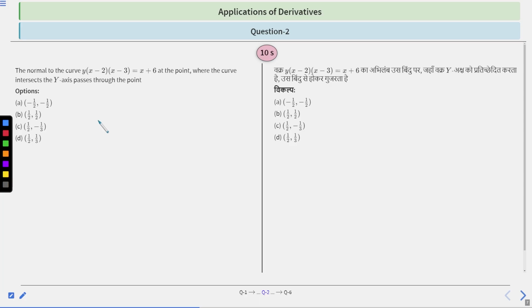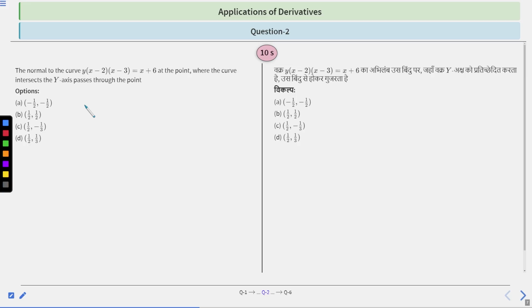So again, the hint of this question is, y is given in terms of x. You can move (x − 2)(x − 3) to this side, so you will get y = (x + 6) / ((x − 2)(x − 3)). So y is given in terms of x, and you can calculate dy/dx. Since we have to discuss the normal, we can find −1/(dy/dx) to find the equation of the normal. The slope of the normal will be −1/(dy/dx).